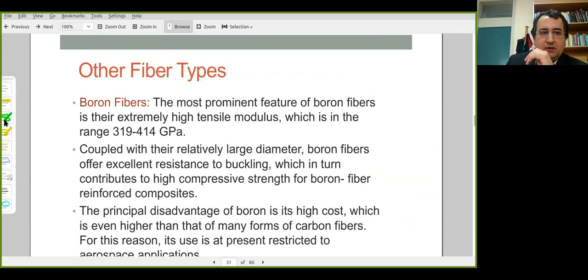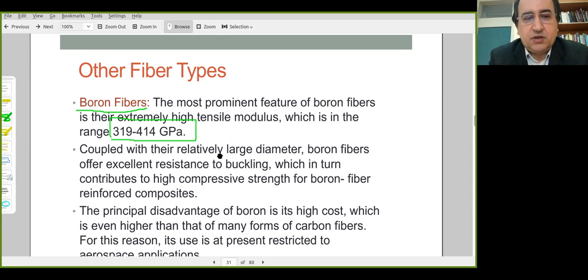Another fiber material is boron. One original feature of this material is its modulus of elasticity value. This is larger than those listed for glass fibers or carbon fibers or other types of carbon materials. So this is a particularly high value for modulus of elasticity.